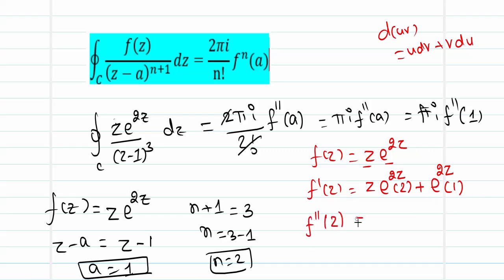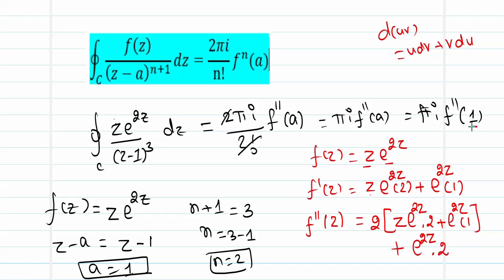F double dash of z is going to be equal to 2 is a constant. Keep your z as such. E power 2z on differentiation is e power 2z into 2, and keeping e power 2z as such, z on differentiation is going to be equal to 1. Now outside there is going to be e power 2z, which on differentiation gives you e power 2z into 2. Now this is my second derivative.